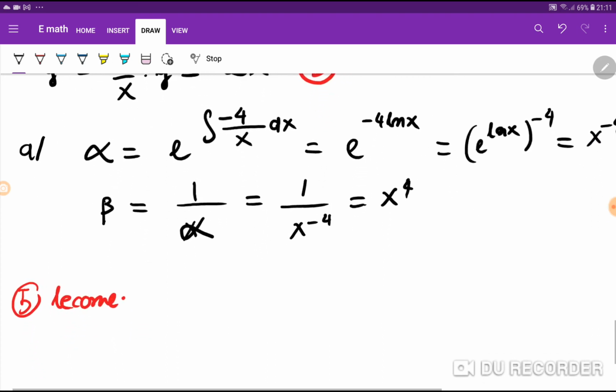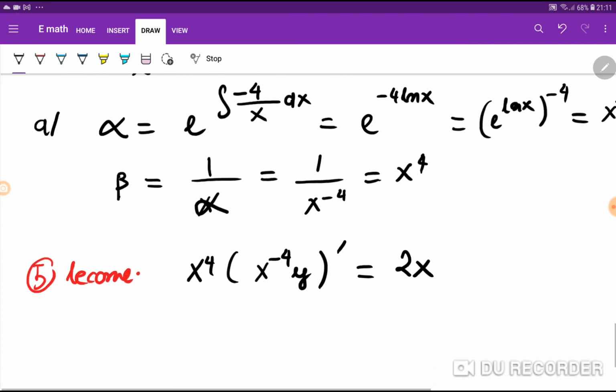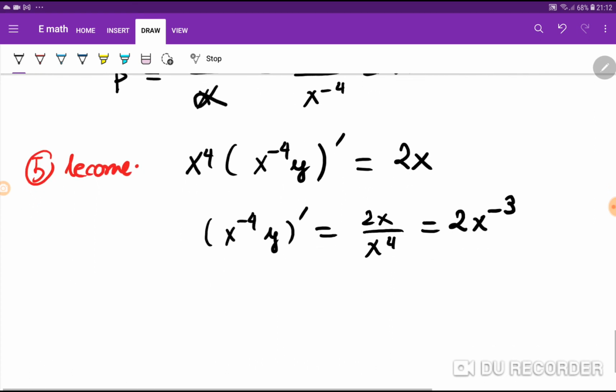Alpha, which in this case is beta, right? x^4 times alpha, x to the negative 4 times y prime equals 2x. Okay, so how do you solve for y? You divide both sides by x to the 4, so x to the negative 4 times y prime equals 2x over x to the power 4, which is 2x to the power negative 3.